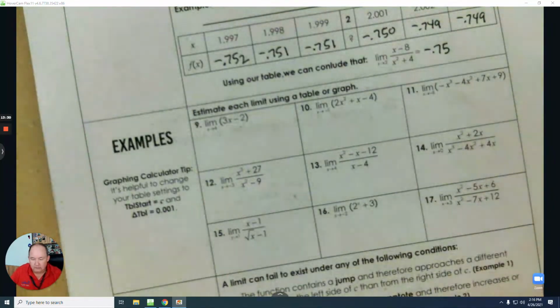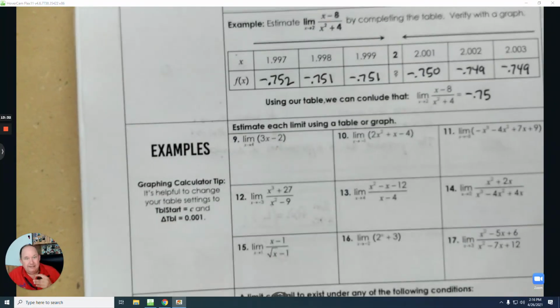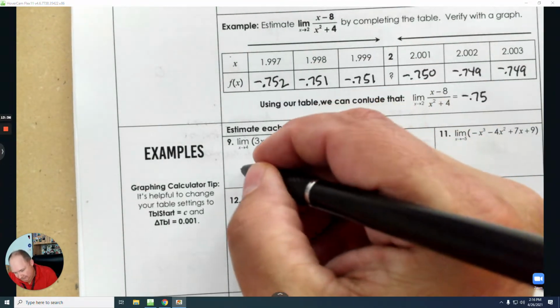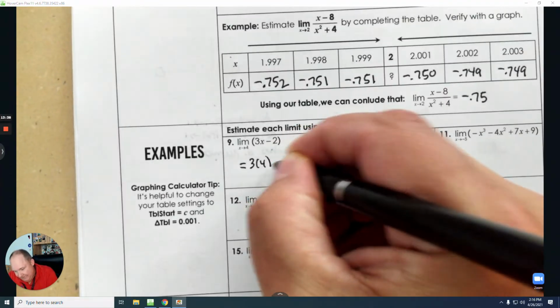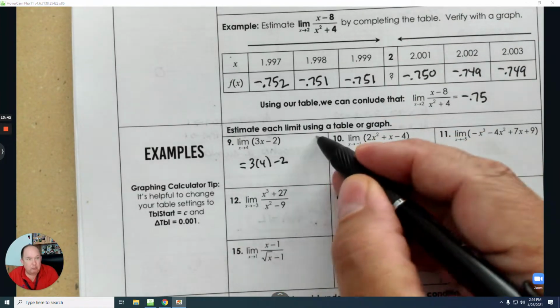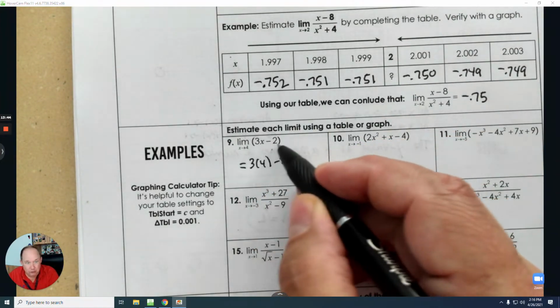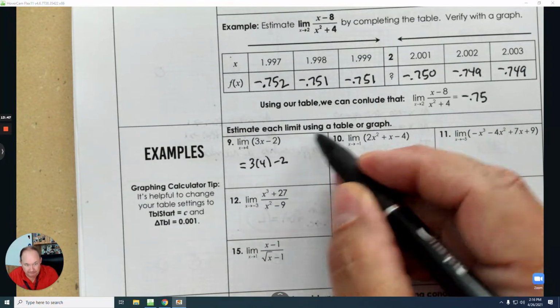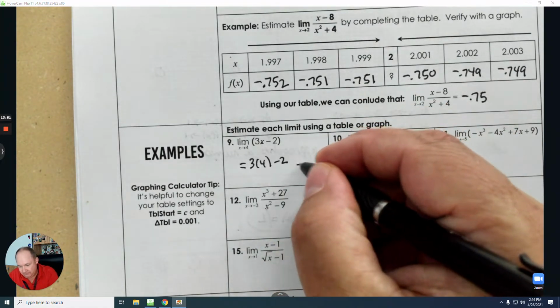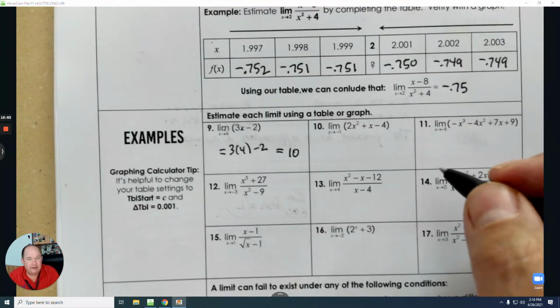So one thing we learned about evaluating limits: if the function is continuous, then we can just evaluate at the number it's approaching. So 3x - 2, there's no breaks, no jumps. The domain has no restriction. It's continuous. Plug in 4 for x, and you get your answer. So we're going to use that understanding.